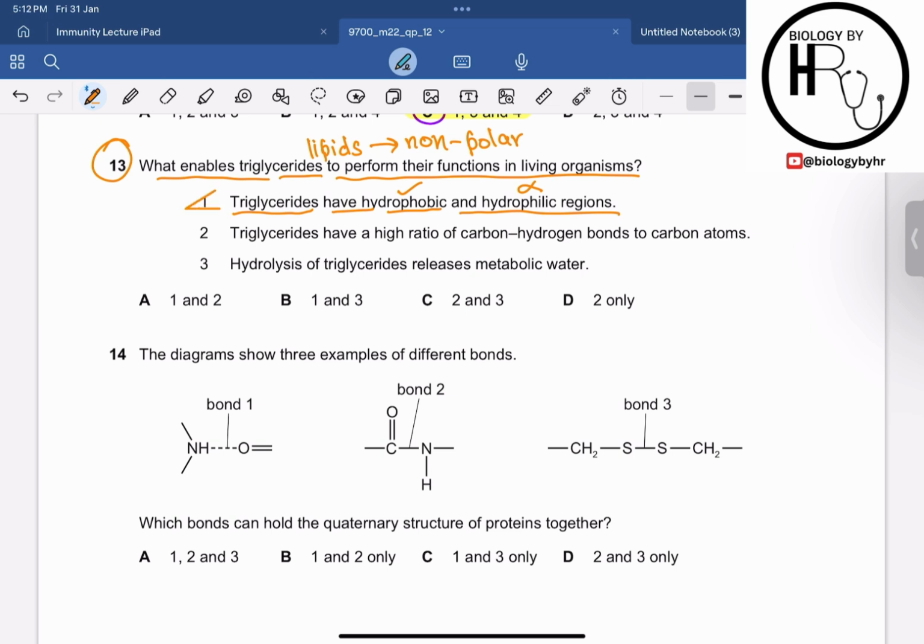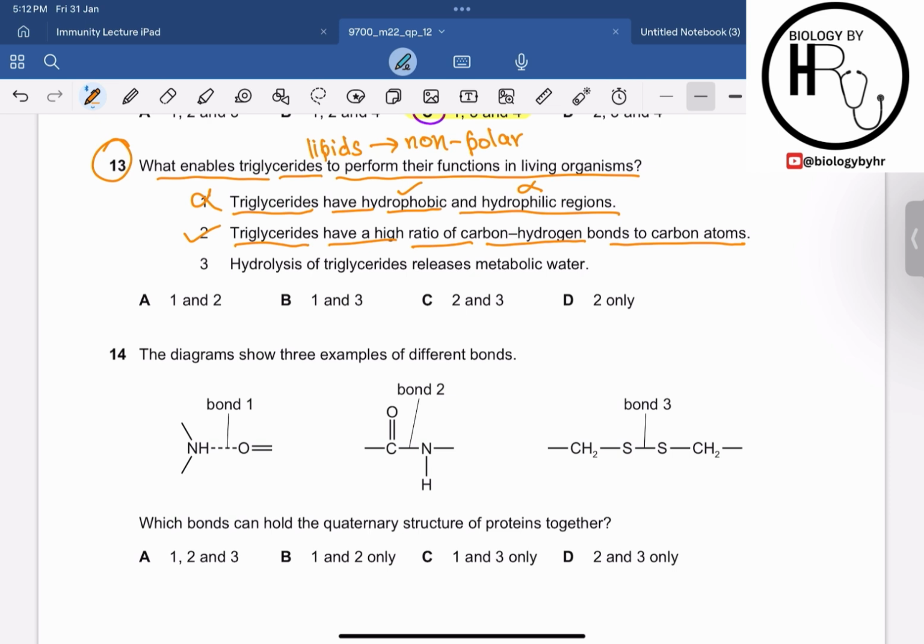Now let's look at statement 2 over here. Statement 2 says that triglycerides have a high ratio of carbon-hydrogen bonds to the carbon atoms. Right? Yes, this is a correct statement. That is why the triglycerides have more energy than the carbohydrates. Right? This is a very popular reason.